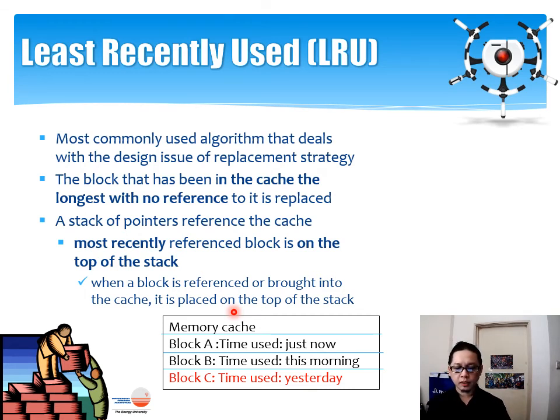So for example, in the memory cache, for block A, the time used is just now. For block B, the time used is this morning. For block C, perhaps the time used is yesterday. Based on that decision, block C will need to go out, and perhaps block D will come in and occupy the memory cache.